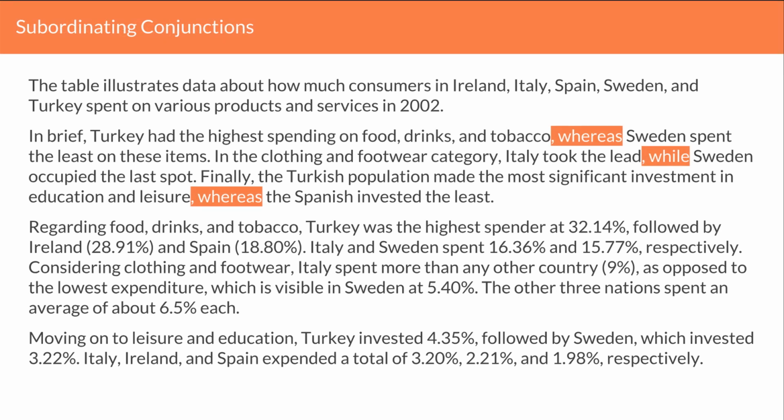Our next ingredient is the subordinating conjunctions. Subordinating conjunctions are words that we use to form complex sentences. So here we have a complex sentence, and here we have another complex sentence, and here we have another complex sentence. Here we've used the subordinating conjunctions whereas, while, and whereas.